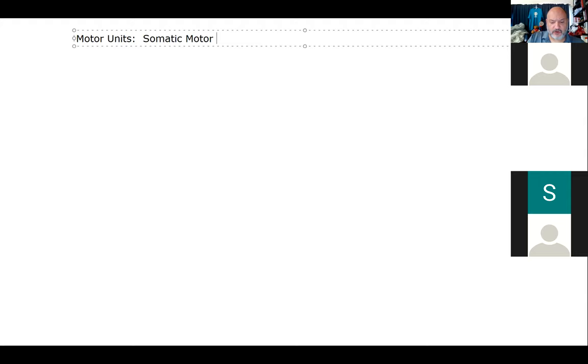When I lift objects through space, I don't rely on just one single muscle cell. Instead, I rely on what are known as motor units. A motor unit is a somatic motor neuron and all of the muscle cells, and since we're still talking about skeletal, let's be specific, skeletal muscle cells it connects to.